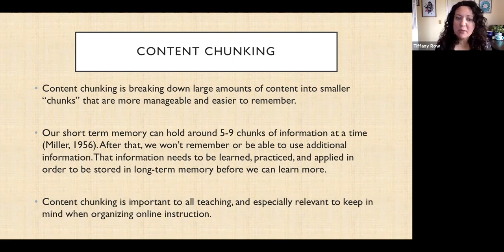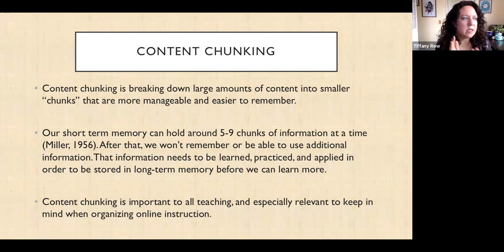This whole concept comes out of research that was done back in 1956 when a researcher and psychologist determined that humans can hold about 5 to 9 chunks of information in their working memory at a time. If you think back, if you're old enough to remember when we all had to memorize phone numbers, a phone number is 7 to 10 with the area code numbers. That falls pretty much within this range of information that we can remember. So it's 5 to 9 chunks of information that we can remember at one time. After that, we won't remember or be able to use additional information.